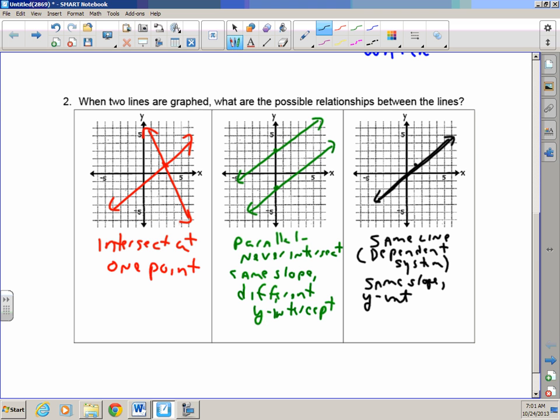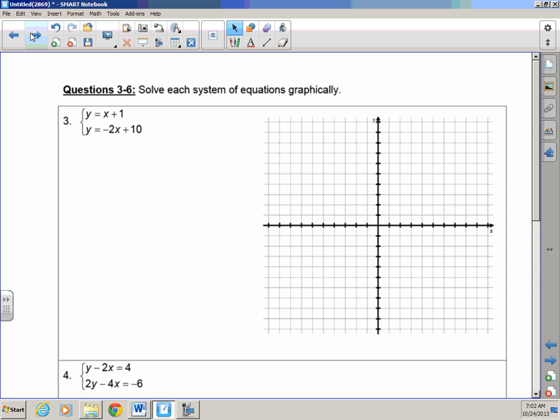Now you might say, if they're the same line, why wouldn't they have all the same coefficients and variables? Well, you should remember from earlier in the year, not that long ago, if we multiplied all of the terms of our equation by the same constant, the two equations have the same solution, and that's what we're talking about. All right, so let's go through some examples.